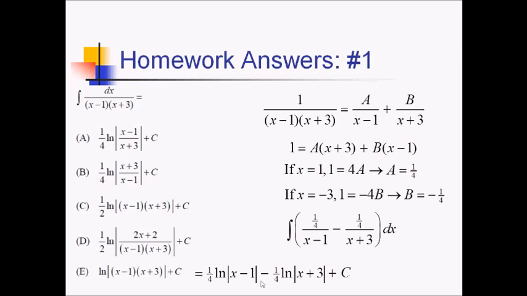Now looking at my answer choices, this doesn't match any of them because it looks like they actually simplified using some log rules. So to simplify all this together, I'm going to factor out this 1/4 from these two logarithmic terms, and then I'm just doing ln minus ln. If I'm subtracting logs, I can combine them by dividing the things that are inside. So I can write this when the dust settles as 1/4 times ln of (x minus 1) over (x plus 3). Still have that plus C there. So that looks like it's going to match answer choice A.